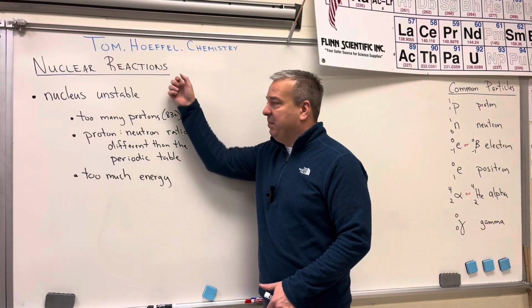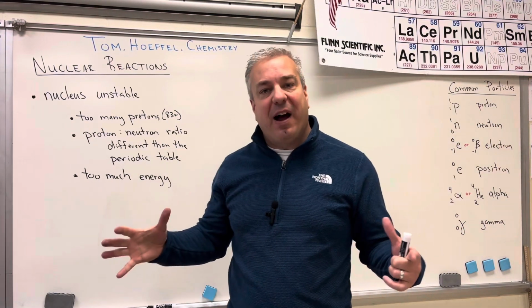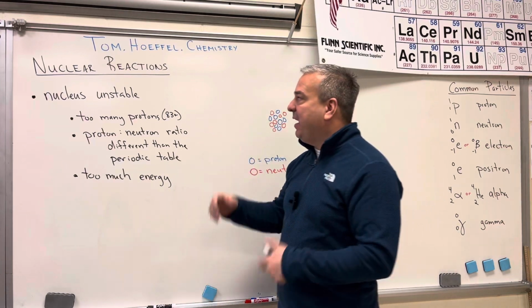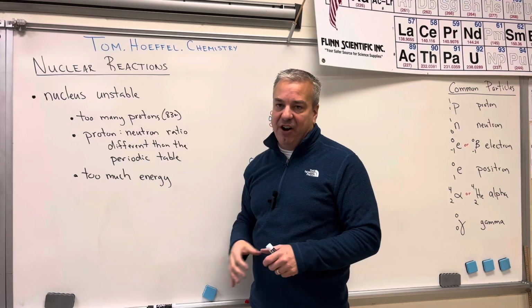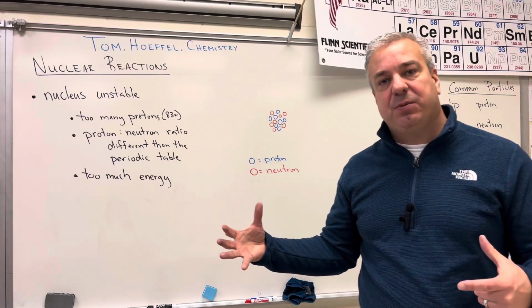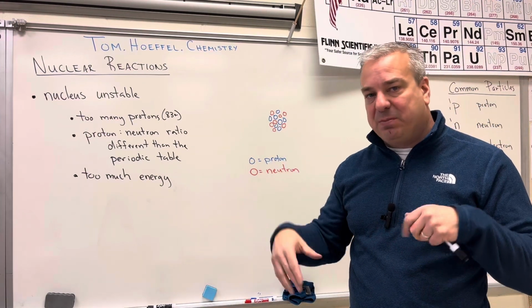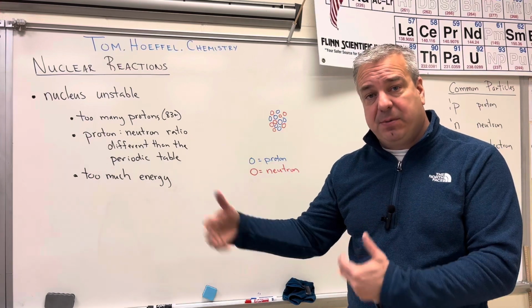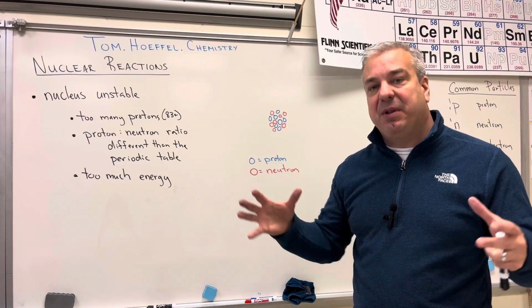In this video, we're going to be talking about nuclear reactions and why they occur. The reason nuclear reactions occur is because of an unstable nucleus. This happens with what we call radioisotopes, which are basically radioactive isotopes. And the word radioactive simply means unstable.